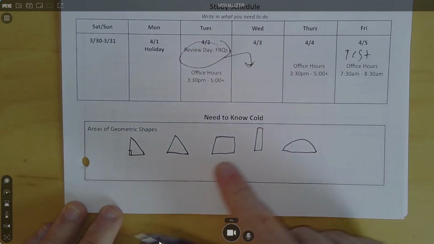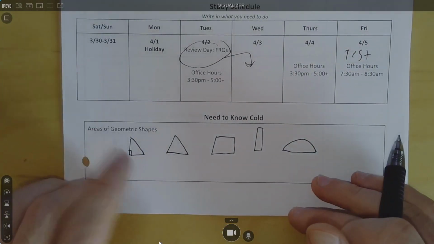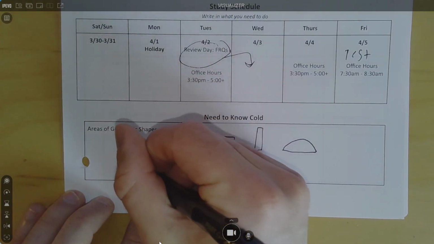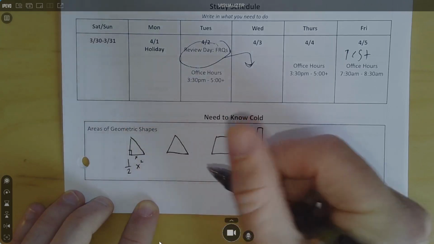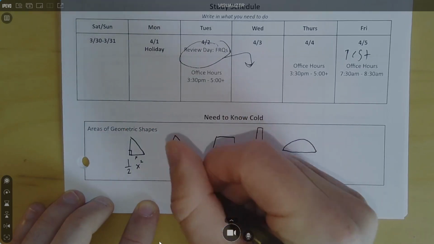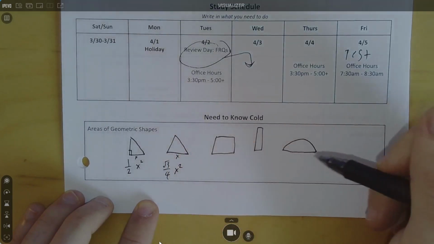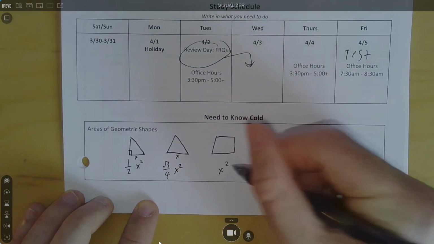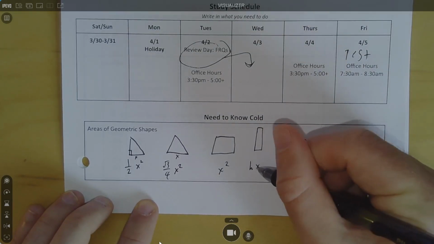So the areas of the geometric shapes. There are different geometric shapes. This is relevant to the cross sections. You have the isosceles right, which is 1/2 x squared, where this is x. For the equilateral triangle, it's root 3 over 4 x squared. You have a square, which is regular x squared. You have rectangles, which is usually some h times x squared.